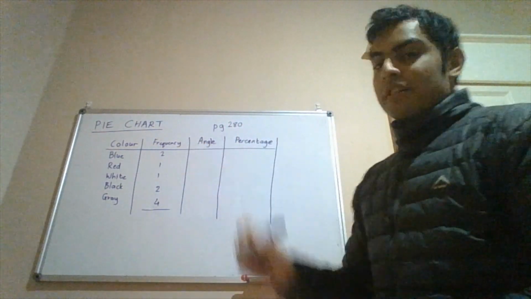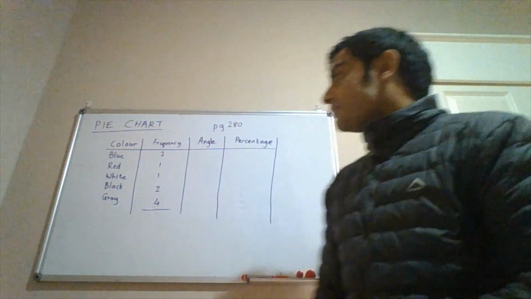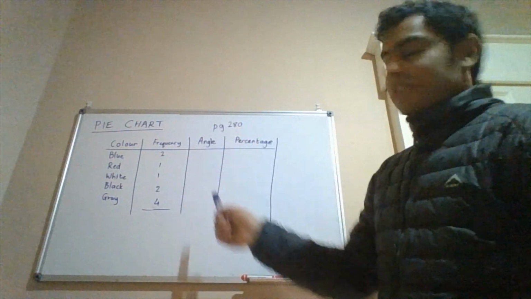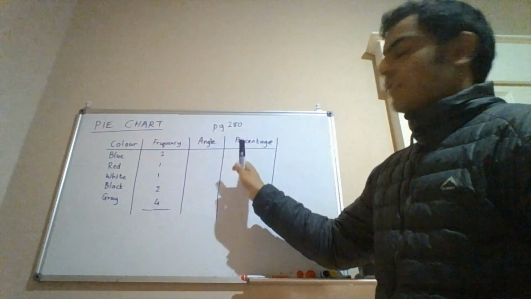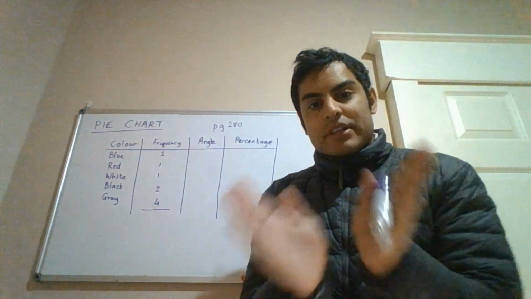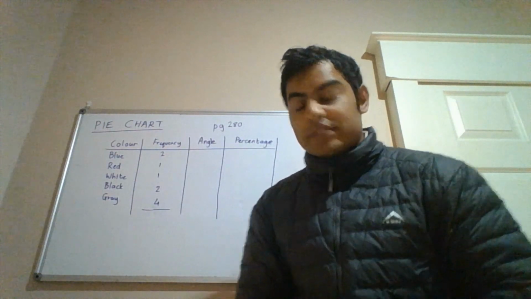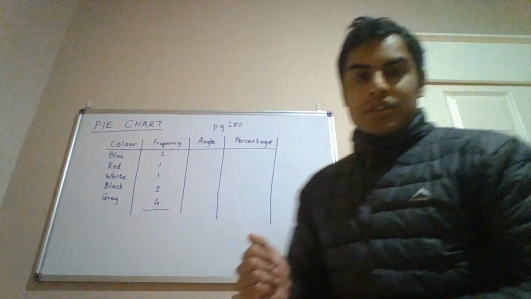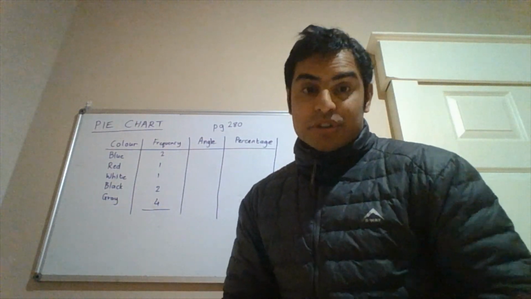So this pie chart shows us a number of things. It tells us the color of the vehicle and the percentage of the color sold. So we have this table here, and I'm just going to show you how we get the angle and percentage. The angle gives the angle of the slice of the individual sectors, and the percentage is the percentage of each color sold as a proportion of the total.